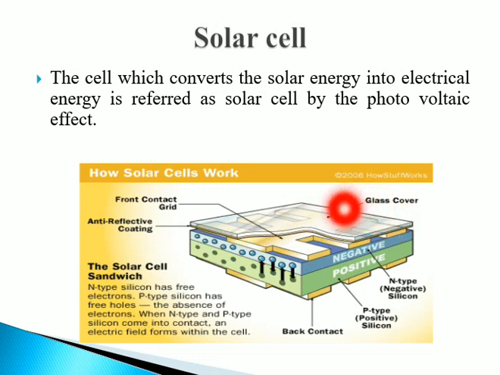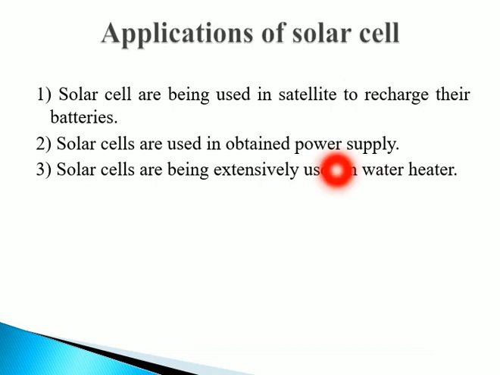In order to increase the power, your photovoltaic or solar cells are bundled together in the form of a module, and they are packaged into a frame which is known as a solar panel. These solar panels are again grouped into larger solar arrays. Fine, so this is how your solar cell works. Applications of solar cells: they are used in satellites in order to recharge their batteries. They are also used in portable power supplies, and they can also be used in water heaters.